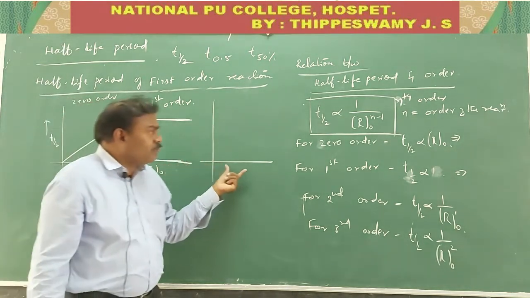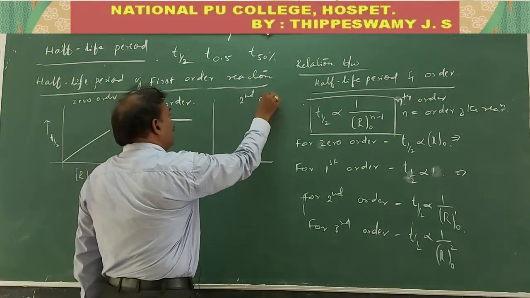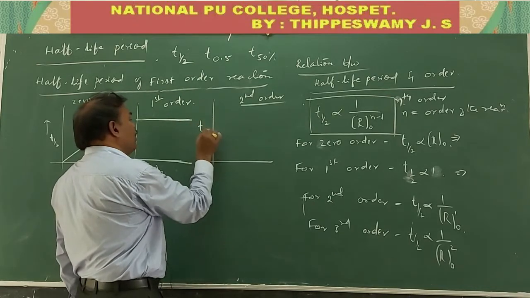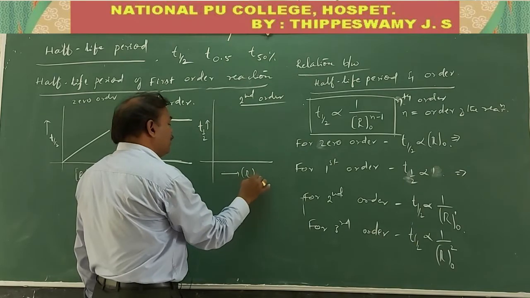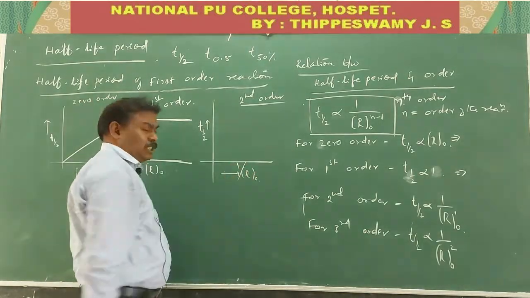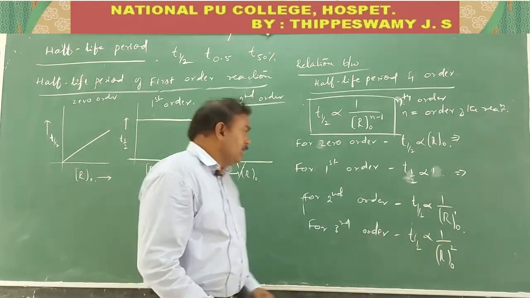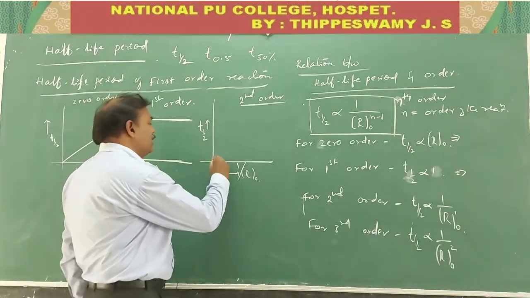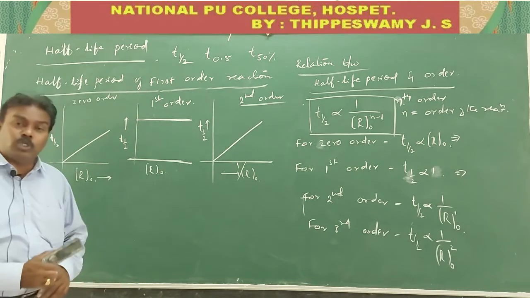Now, in case of a second order reaction, I am taking it as one example. Same as before, t half along the y-axis, and along the x-axis I take 1 by concentration. Are you following? If you plot a graph of t half versus 1 by R0, you are getting a straight line from the origin. These are the nature of the graphs, you should know that.